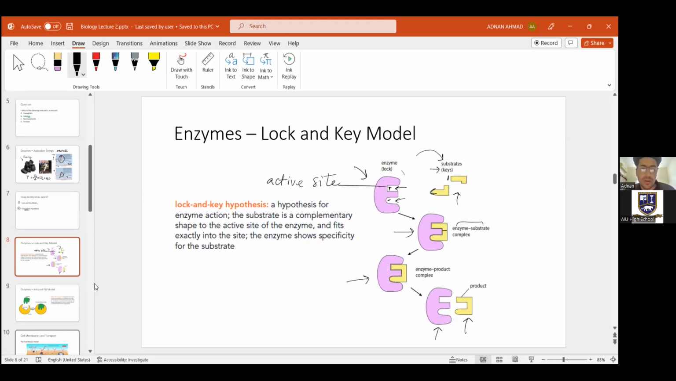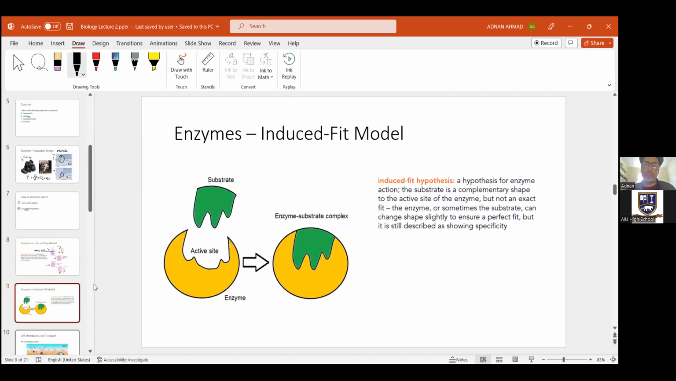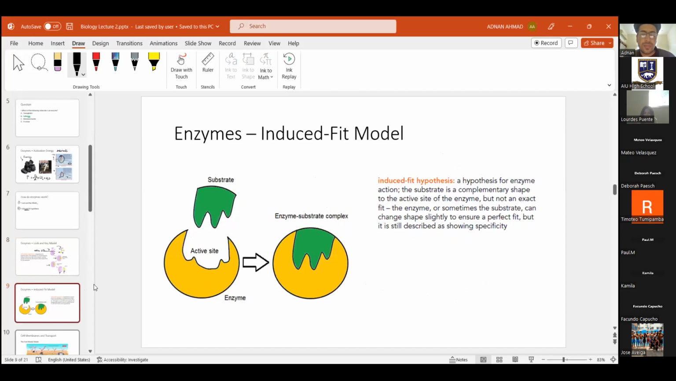Another theory that is the most correct and relevant for today's research is the induced fit model. The induced fit model says that the enzyme does not necessarily have to be the exact shape of the substrate. You see, this is the active site where the substrate can attach. The active site is a little bit different, in a complementary way, from the shape of the substrate, right?